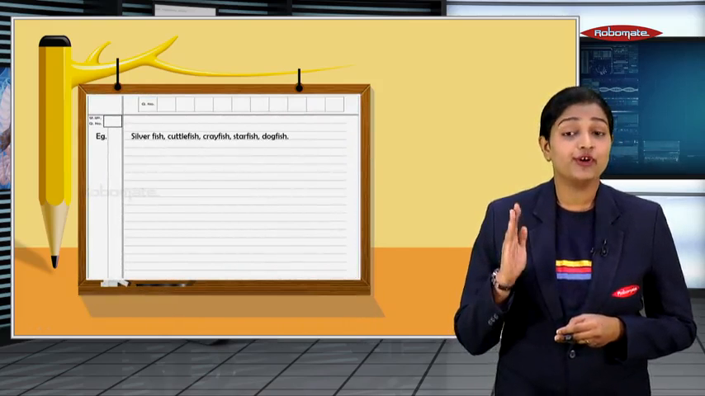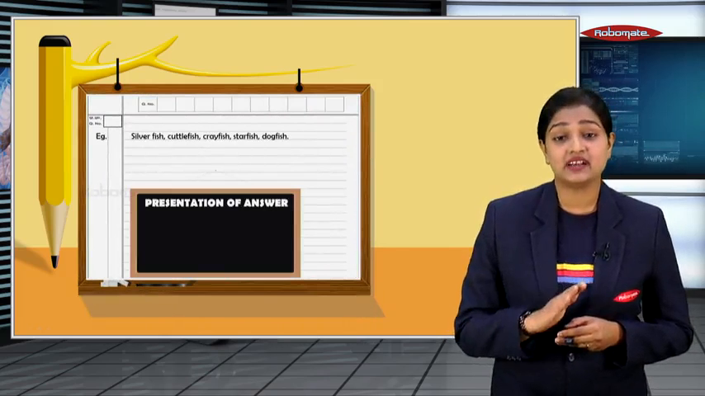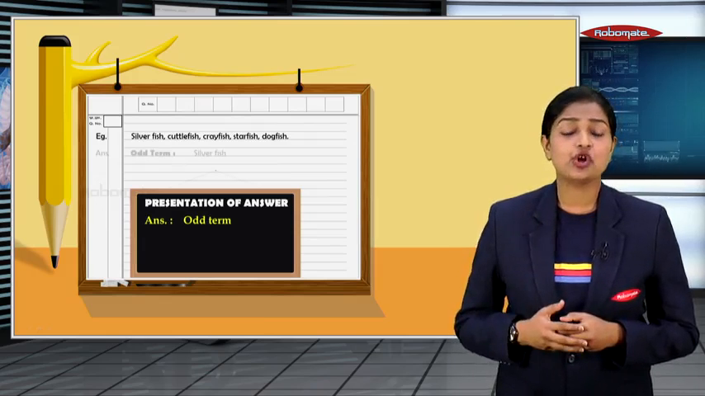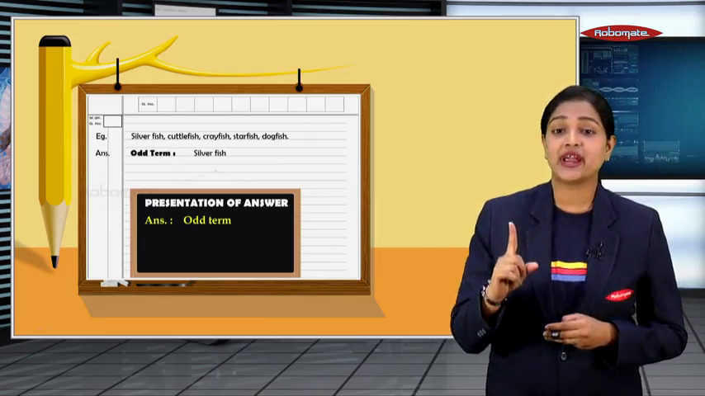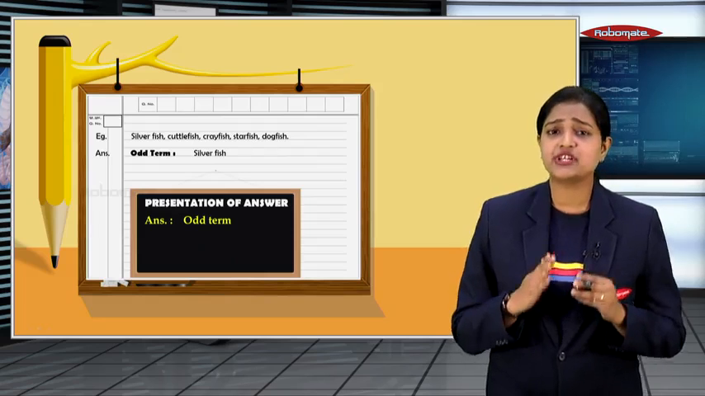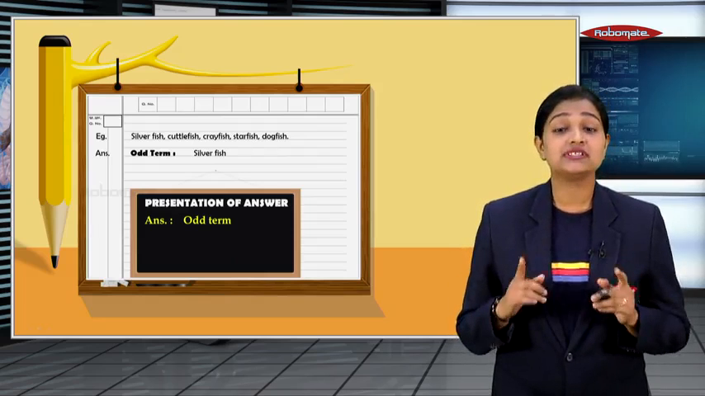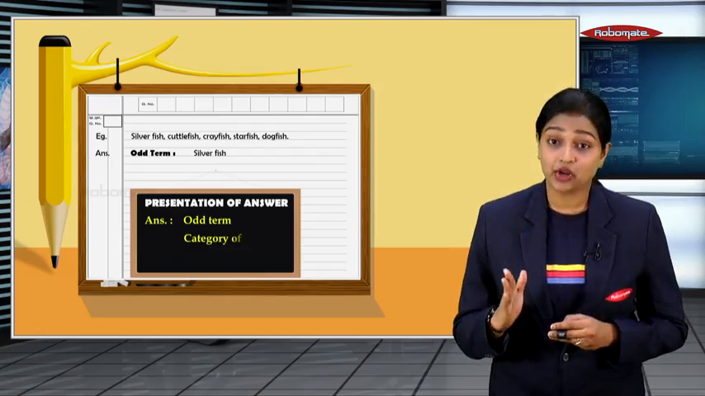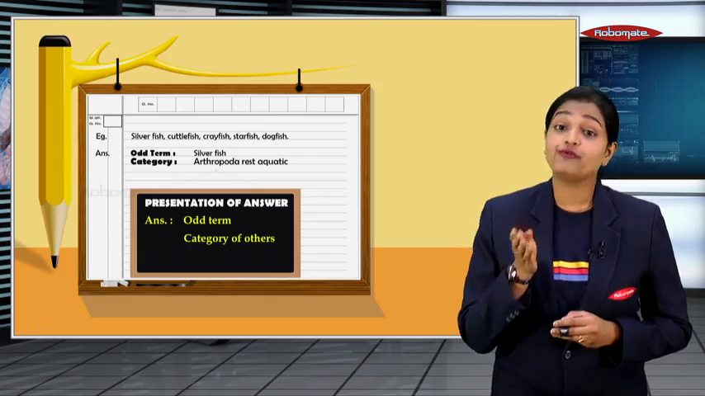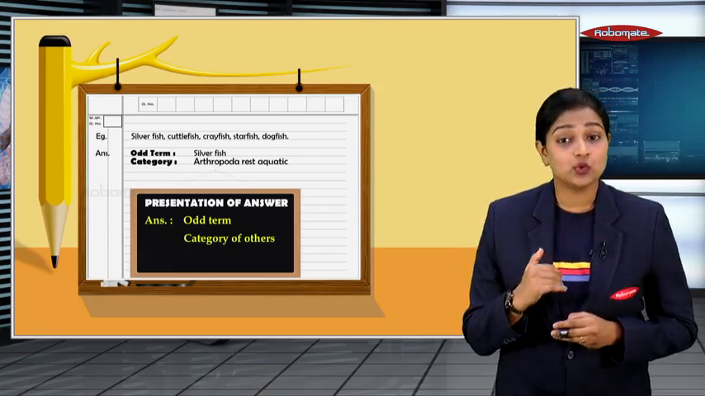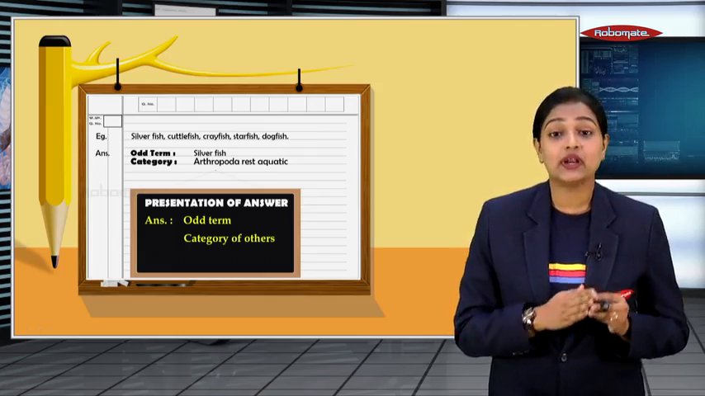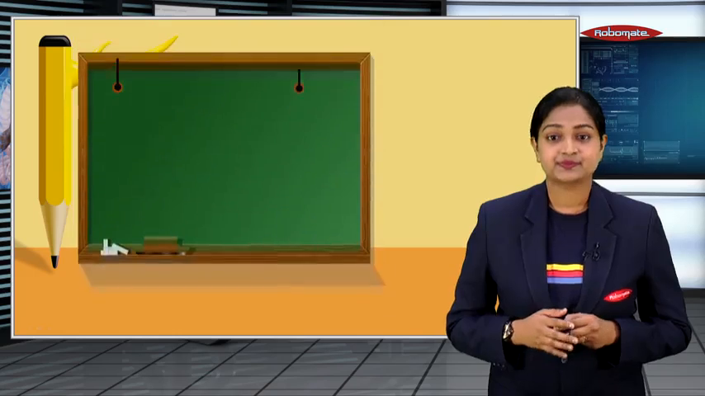Students, very important. First of all, understand how to write the format for an odd one out question. The presentation of the answer should be, first, you should write the odd term. Over here, from silverfish, cuttlefish, crayfish, starfish and dogfish, we know silverfish is the odd term. Next line, you should write the category to which the others belong. As we know, silverfish is an arthropod, but the other category is of aquatic marine animals.